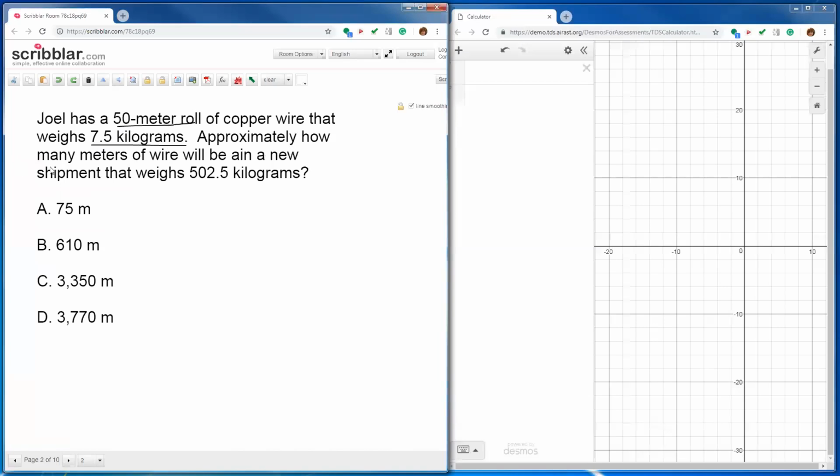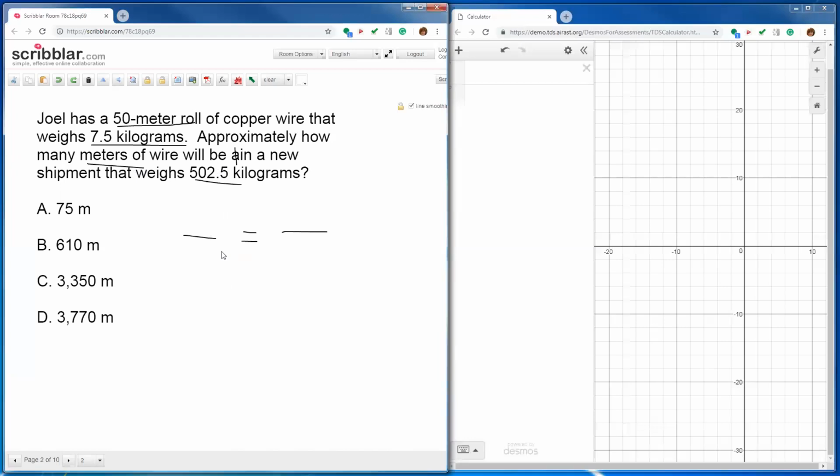Then it says approximately how many meters of wire will be in a new shipment that weighs 502.5 kilograms. So would this be one of those fraction problems where you have to put an X or a Y over top? Yes, that is exactly it. So this is a proportion problem. Okay, I didn't think of the name. That's fine. As long as you can do it, we don't really care what the name is. So you knew exactly what it was.